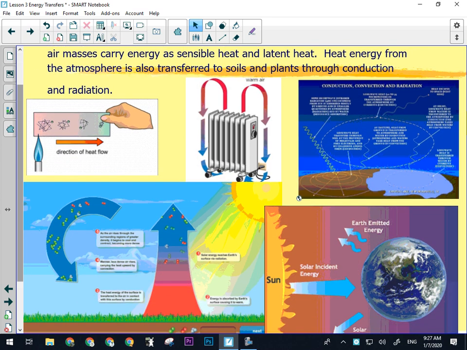So if you had something like this, we get hot air rising, cool air descends, hot air rises, cool air descends. As we talk about wind patterns tomorrow, you're going to see that's really important in terms of cycling air and moving air from the equator to the more northerly parts of the world. But that's a very simple convection current.